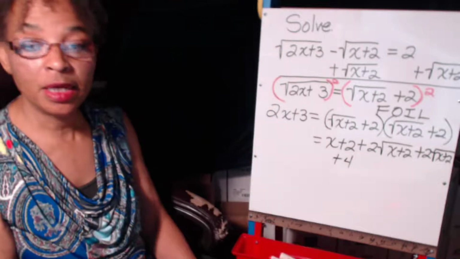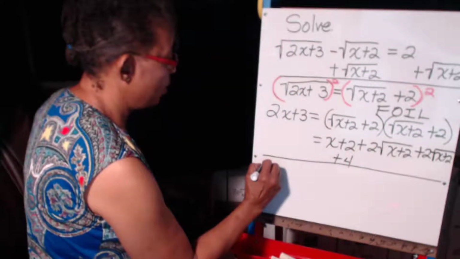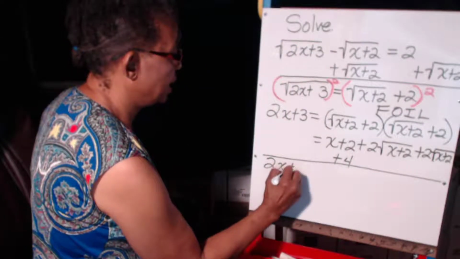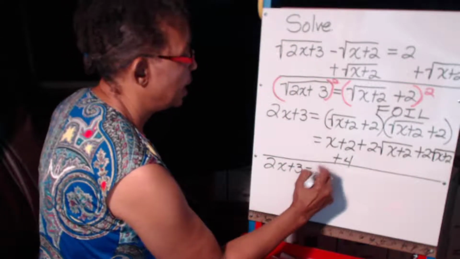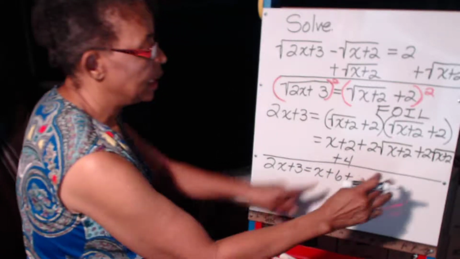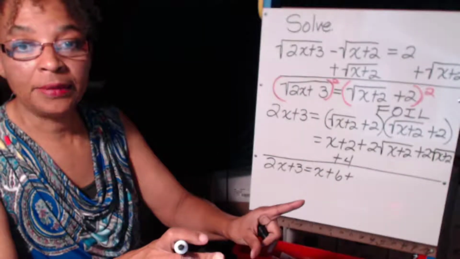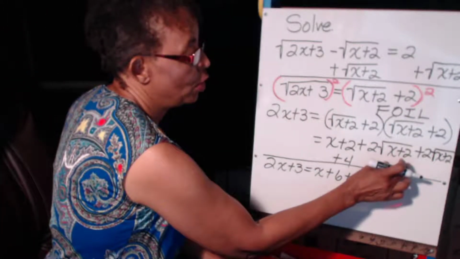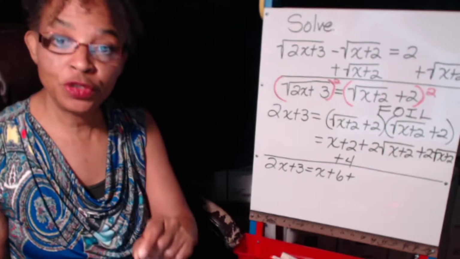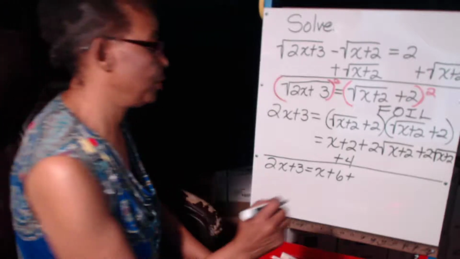Now notice we can combine like terms here. So now we have 2x plus 3 equals x plus 6 plus, now we can combine these like terms because the radicals are the same. So 2 square root of x plus 2 plus 2 times the square root of x plus 2 is 4 times the square root of x plus 2.